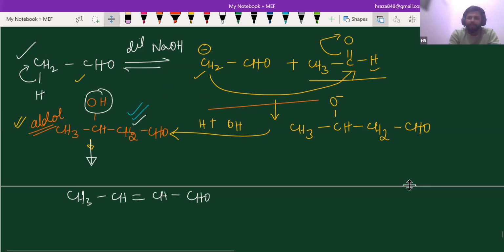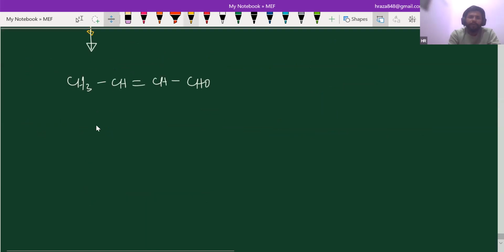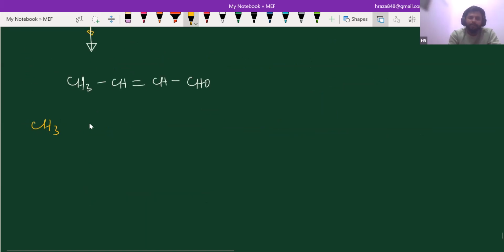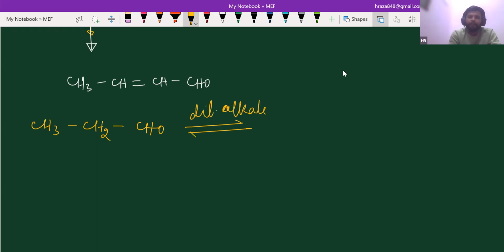And in the same way, you can go for propanol. Propanol is basically CH3CH2CHO. In the presence of dilute alkali, what you need to do is just remove one alpha hydrogen. There must be an alpha hydrogen for this reaction to occur. So there will be CHO and again CH3CH2CH=O.